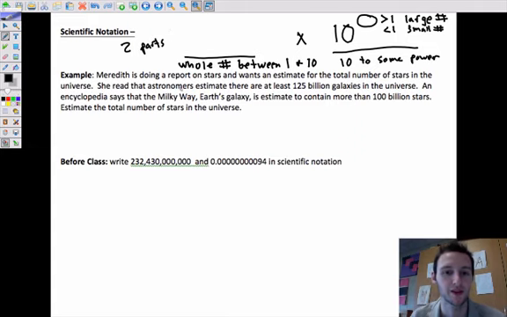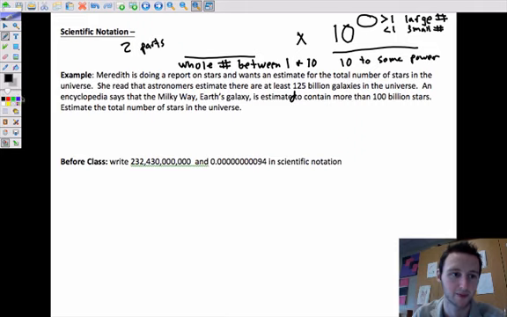So in this example, Meredith's doing a report on stars and wants an estimate for the total number of stars in the universe. She read that astronomers estimate that there are at least 125 billion galaxies in the universe. An encyclopedia says that the Milky Way, Earth's galaxy, is estimated to contain more than 100 billion stars. So estimate the total number of stars in the universe. If we have 125 billion galaxies and each one has about 100 billion stars, we're going to multiply them together.